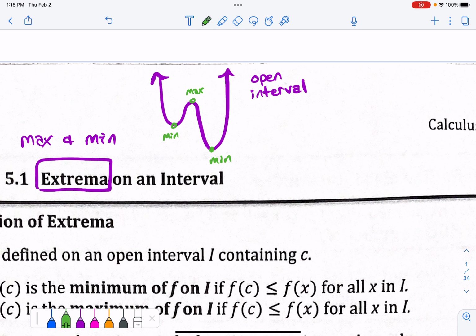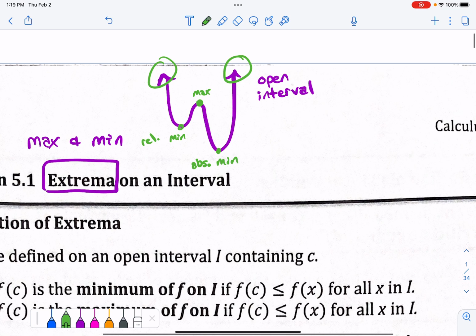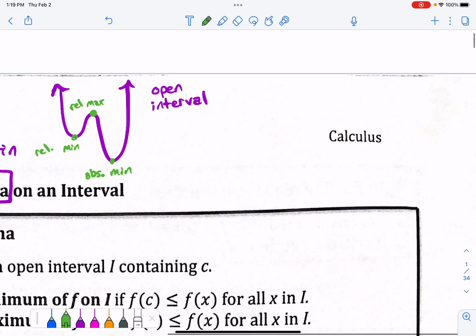We do have an absolute min, and that is absolutely the lowest point on the graph, which is the lower one of the two little points on my W. That's an absolute min. If it's not an absolute lowest point, it is called a relative min, which means relative to all the points around it, it is a low point. This maximum right here, is it relative or absolute? These are all higher than that, so it is relative. Relative max. Got it? Okay, that's an open interval.